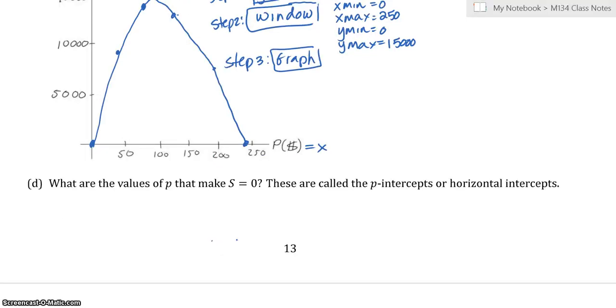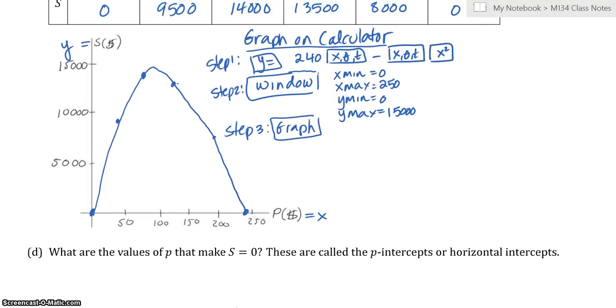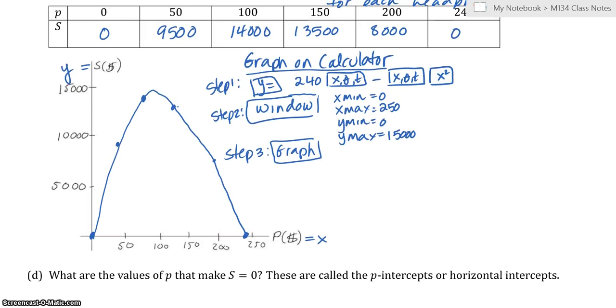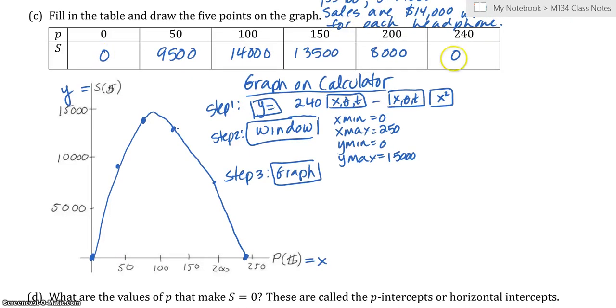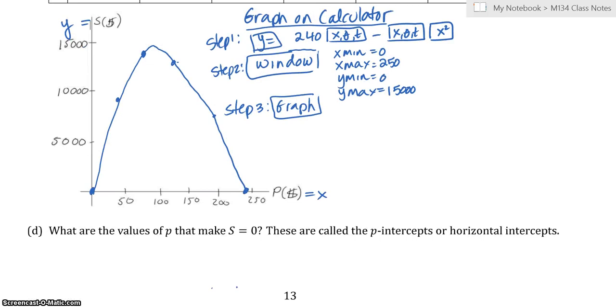Last question. What are the values of p that make s 0? If you look up here at the graph, it looks like it's both 0 and 240. So s would equal 0 when p is 0 and when p is 240. These are, by the way, called the p-intercepts, or sometimes called the horizontal intercepts.